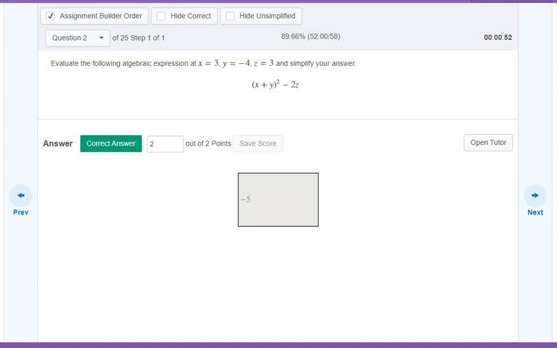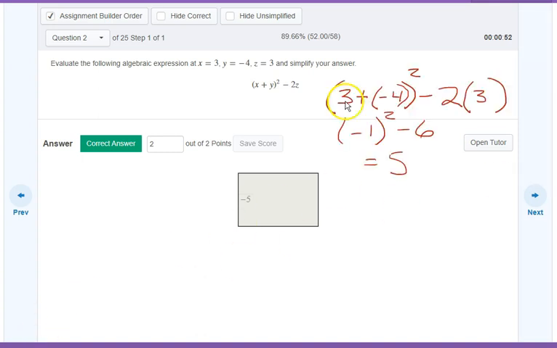All right, now here is a simple substitution. Again, pause the tape, write it down. You want to have a strategy for doing this. So I'm substituting x is 3. Negative 4 is y, so I put that in parentheses. The combination of this becomes a negative 1 that we're going to square. And then just negative 2 times c, which is 3, negative 6. Negative 1 squared is a positive 1, so our answer is 5.